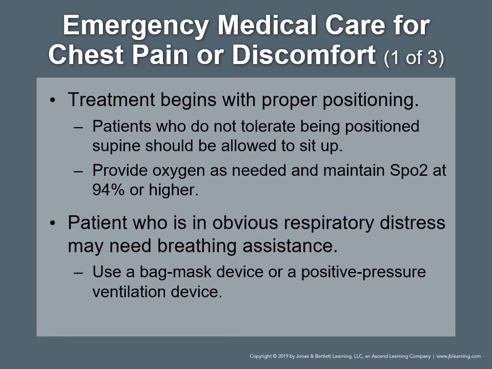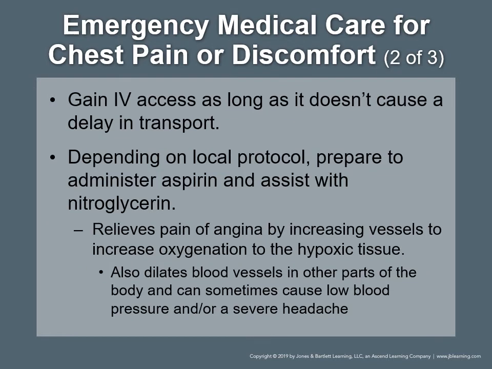Emergency medical care for chest pain or discomfort. Treatment of the patient begins with proper positioning. Patients who do not tolerate being positioned supine should be allowed to sit up. Provide oxygen as needed and maintain SpO2 at 94% or higher. A patient who is unresponsive or in obvious respiratory distress may need assistance with breathing. Use a BVM or a positive pressure ventilation device. Gain IV access as long as it doesn't cause a delay in transport. Depending on local protocol, prepare to administer aspirin and assist with prescribed nitroglycerin.